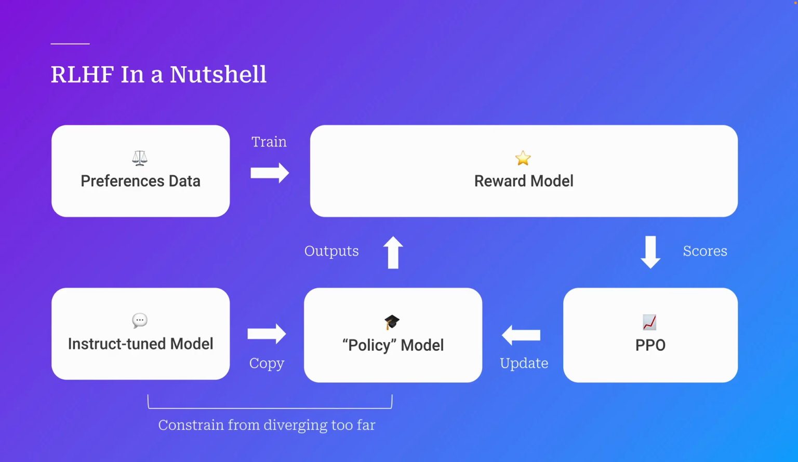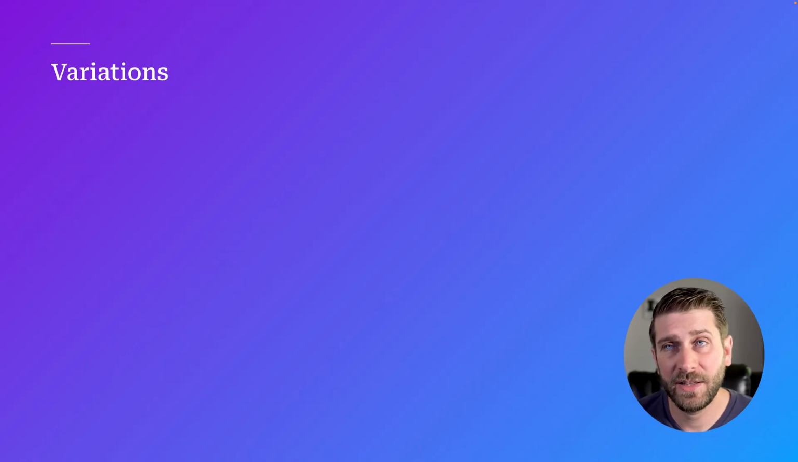And then there's that constraint between the original model, the instruct tuned model, and your policy model to make sure that each update you're making is not taking it way too far. So you're making lots of small incremental updates. There's a lot of variations to this process.